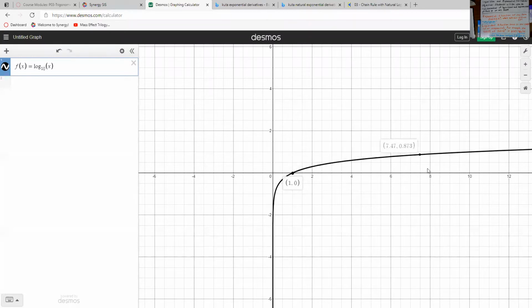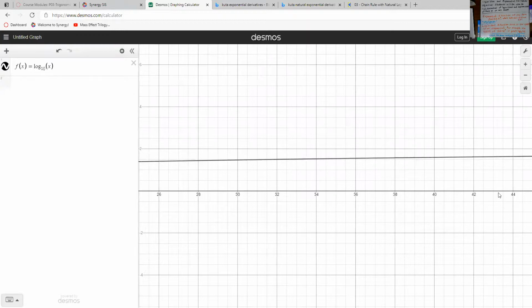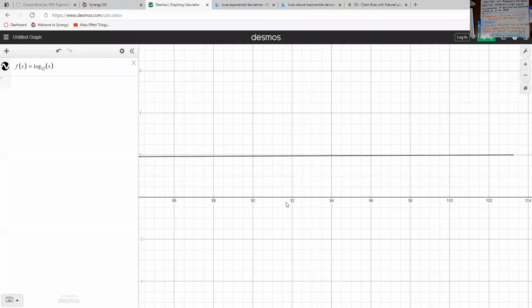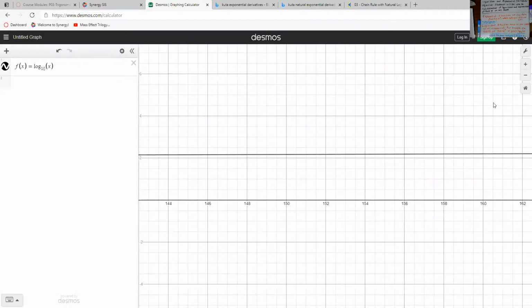And they increase forever. Now, note that this does not actually have a horizontal asymptote. If you keep following it long enough, it will grow beyond any limit you choose. So logarithms, although they look like they level off, they actually don't have a horizontal asymptote.